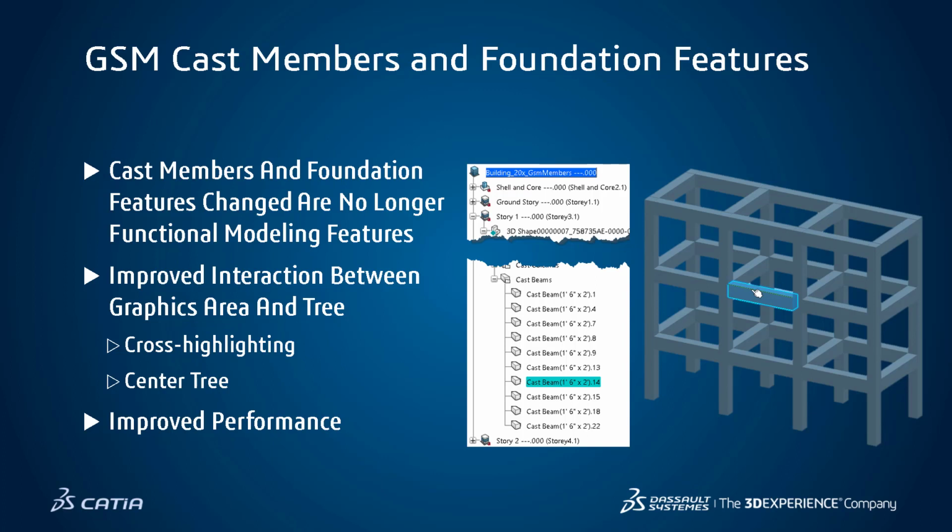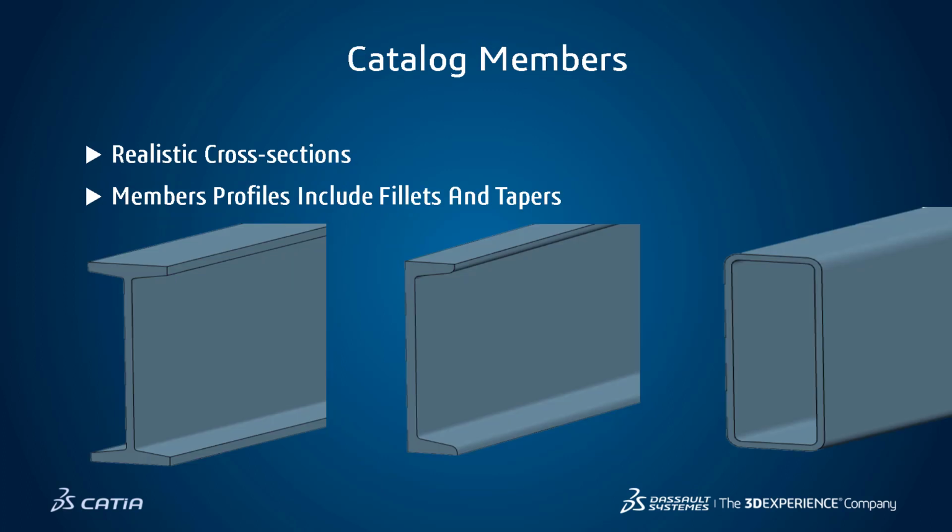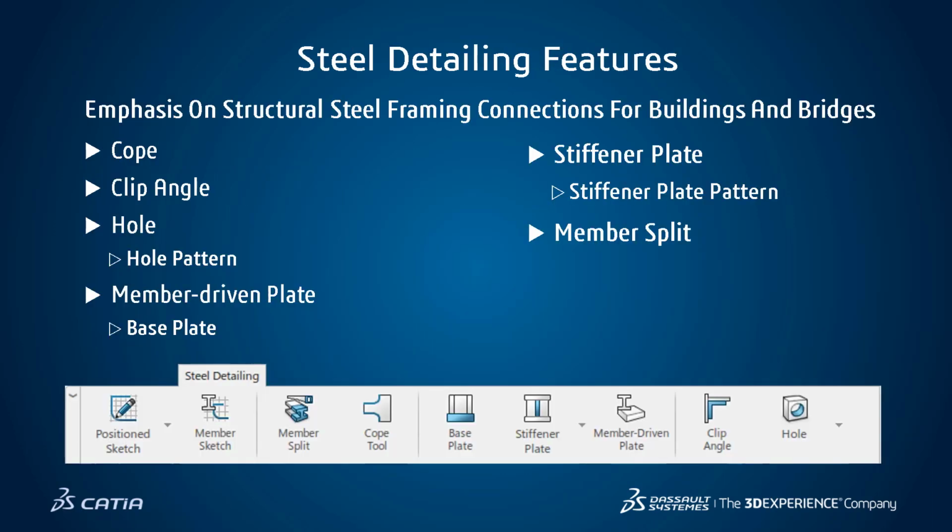That improves the usability of them, and now the cross highlight works, and there's been massive improvements on performance. On the extruded sections, the steel members now have real profiles. Before they didn't have any of these chamfers or variable thicknesses on the flanges or webs. That's been improved to have real life sections in 20x.